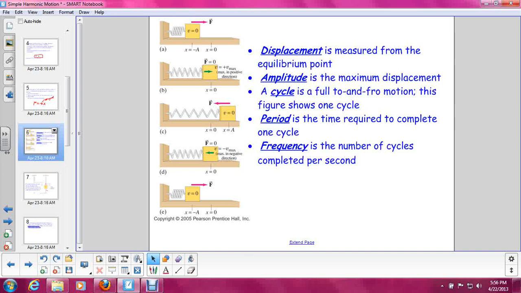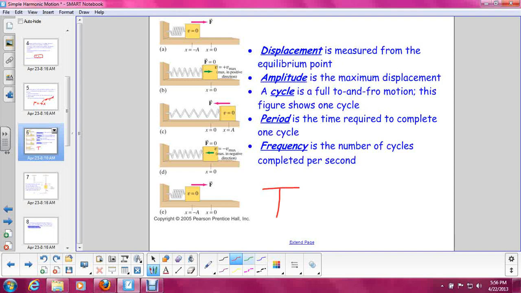The period is how much time it takes to do this one cycle. So if this box can go there and back in 2 seconds, that is the period. The period is 2 seconds. And we already talked about frequency a little bit. Frequency is the number of cycles you complete in 1 second. So if it takes 2 seconds to go there and back, it's going to take half of a second, or half of a cycle in 1 second.